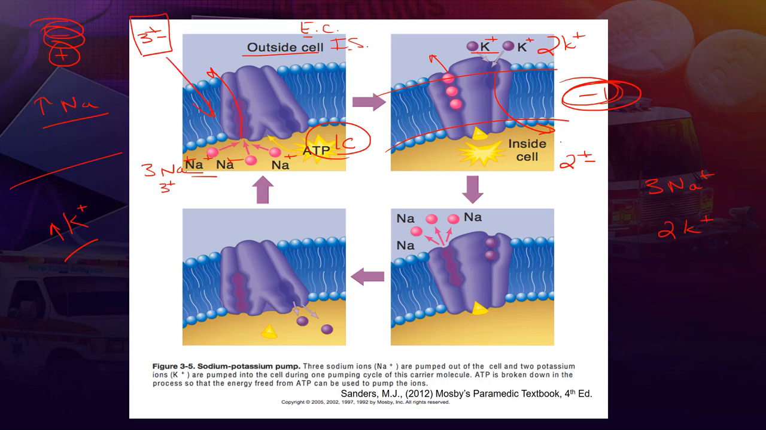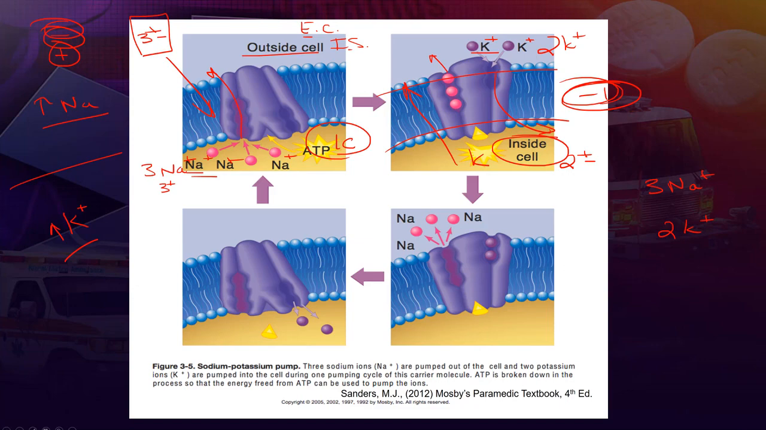But for potassium, the difference is also, although it's only 2 relative to the 3, there's more potassium on the inside of the cell after this is done. So there's a high concentration of potassium on the inside of the cell. So potassium, when it gets its opportunity, will move to the outside of the cell where there's less potassium.